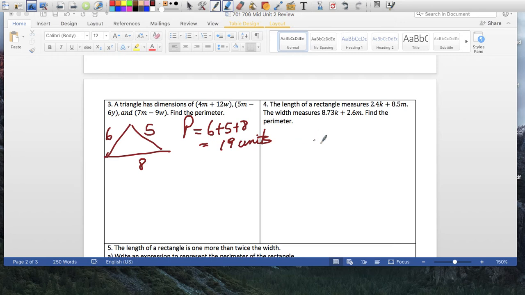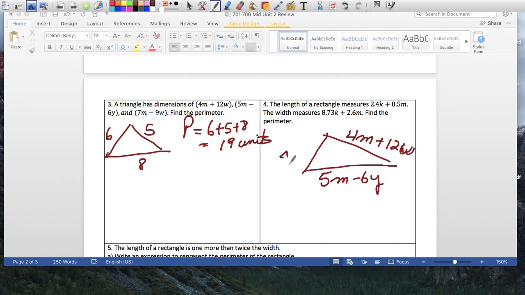But our triangle, it's not that simple. So I'm going to draw a triangle. I have no idea what kind of triangle it is, but that's not important. So I know that this side is 4m plus 12w. I know one side is 5m minus 6y, and the other side is 7m minus 9w. So that's how the sides of this triangle are being described right now, and I'm asked for the perimeter.